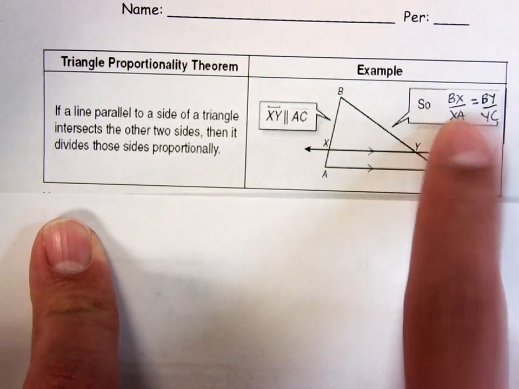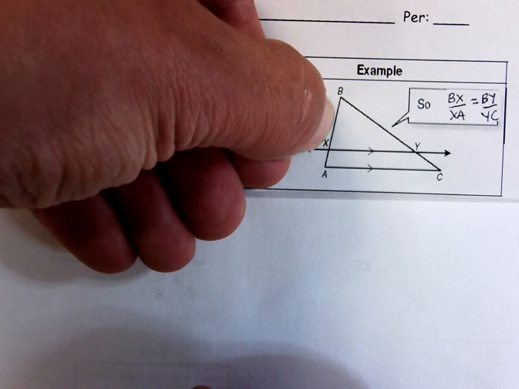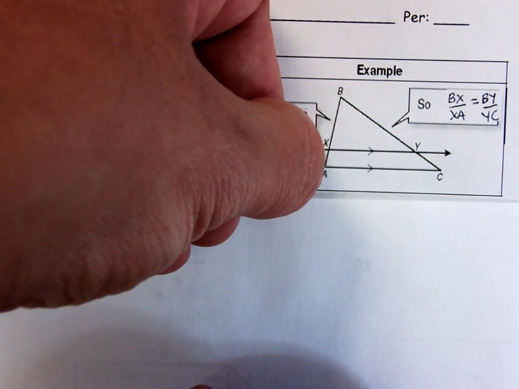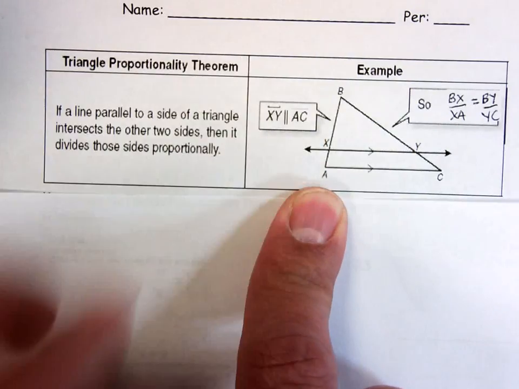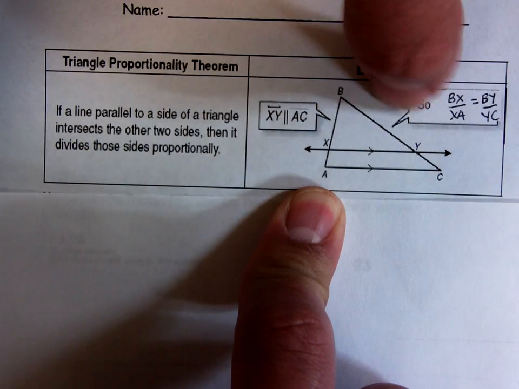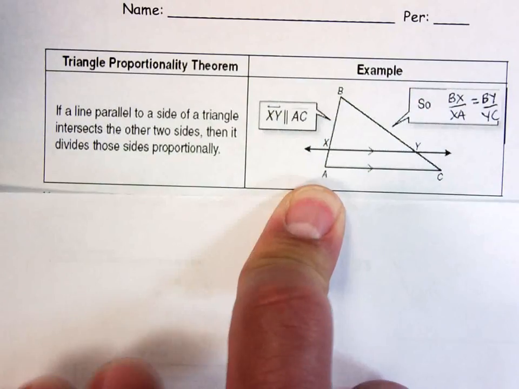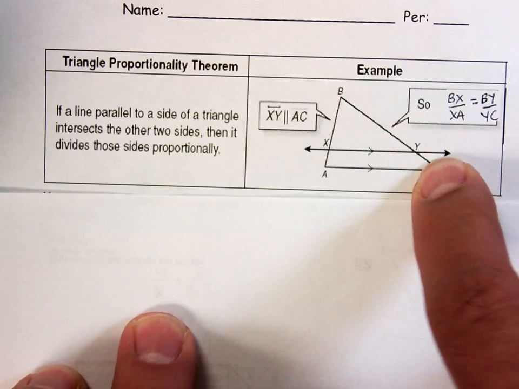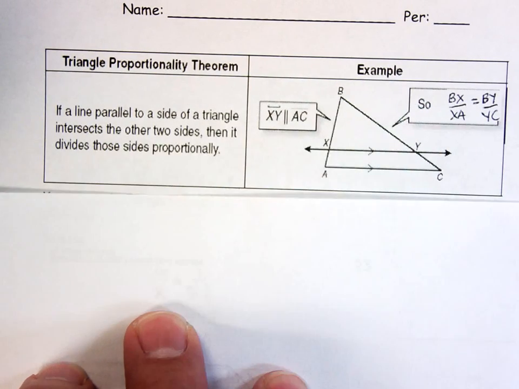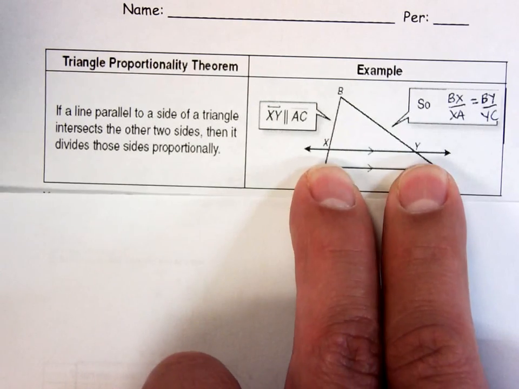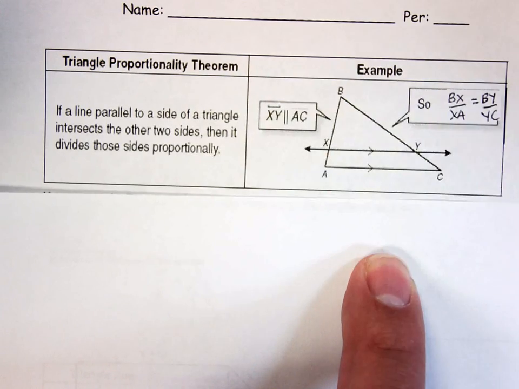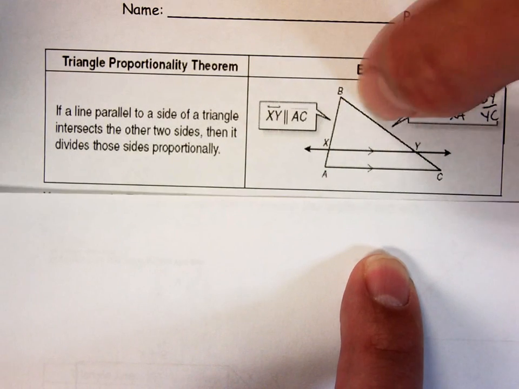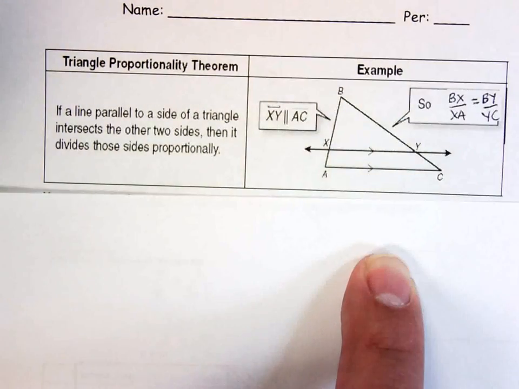So BX, this length right here, over XA, BX over XA has to be equal to this length, BY over YC. So whenever I have a parallel line in a triangle that's hitting two sides, I can take this length over that length, and that must be equal to this length over this length.